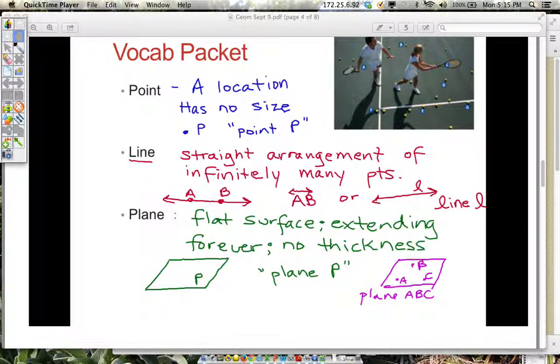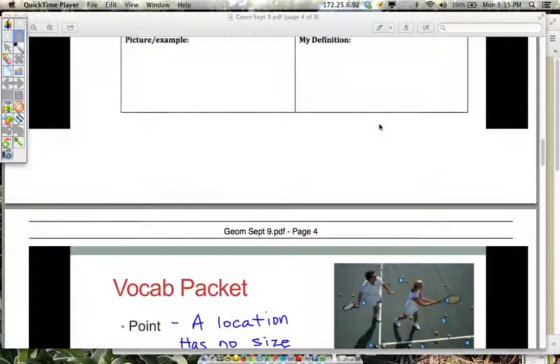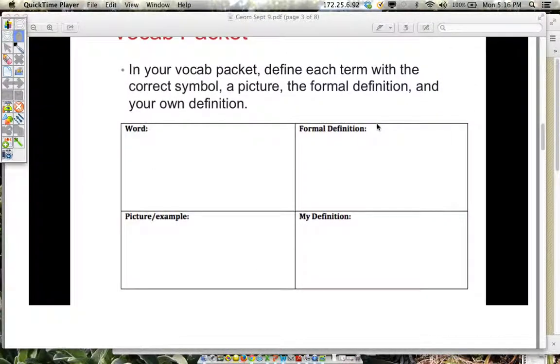This is the lesson from September 9th. Today we began talking about writing our own definitions.